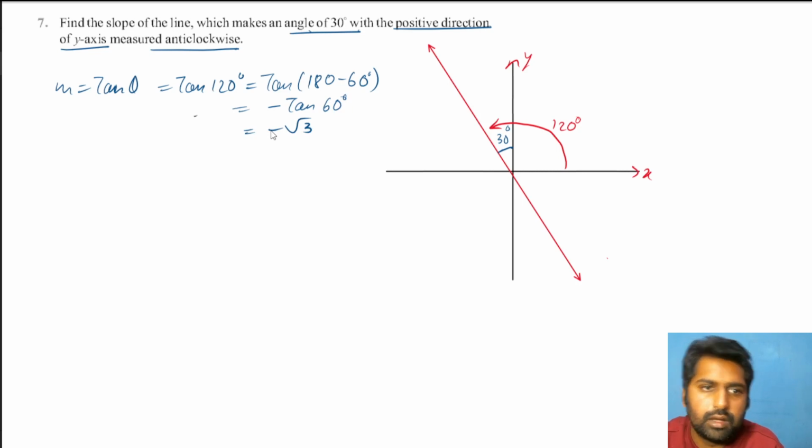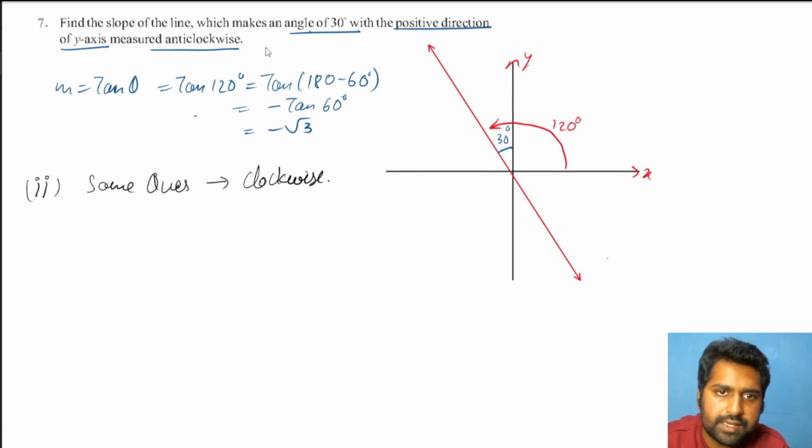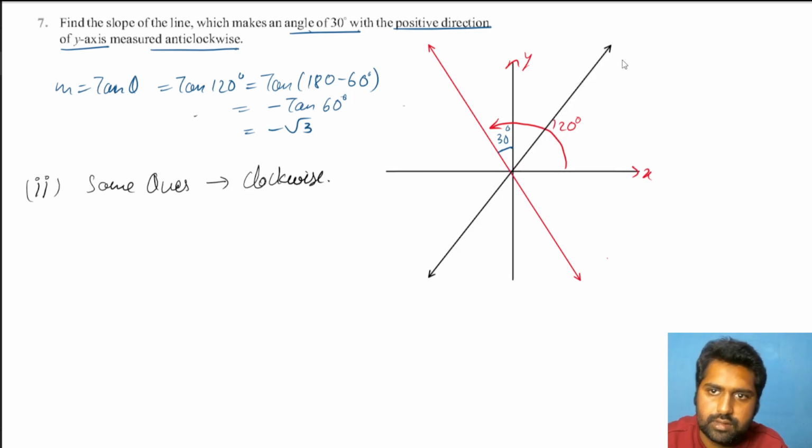this is done. Now comes the variation part. Second part, I am adding it. What if it was the same question with one word changed. Instead of anti-clockwise you have clockwise. So for clockwise, same everything, it is still measured with the y-axis, so it will be like this. This is the second part.